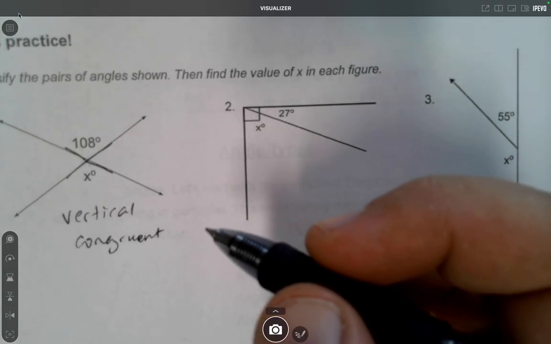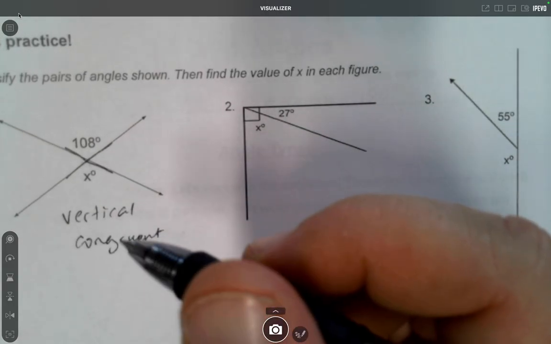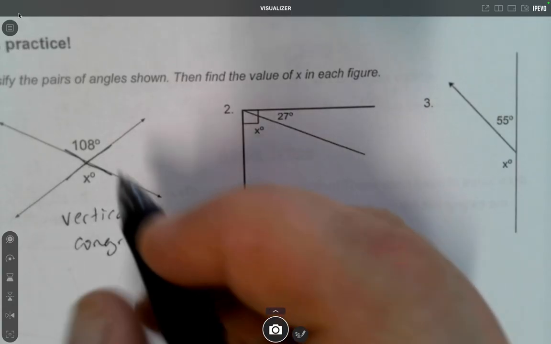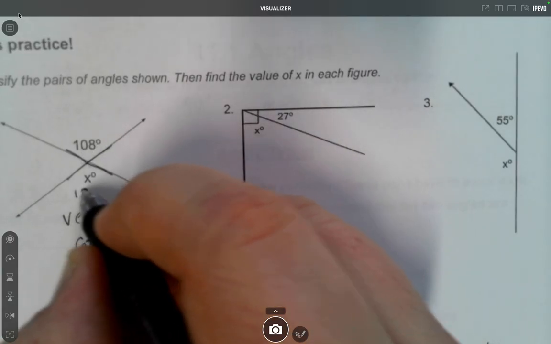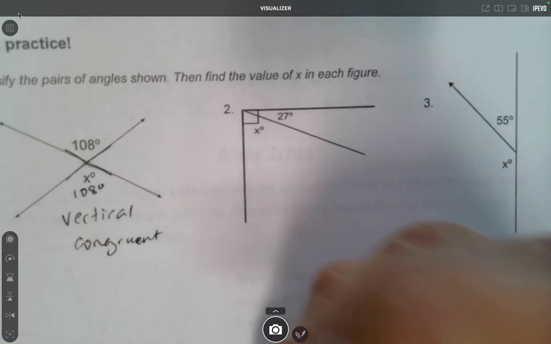You actually didn't have to write congruent. You do have to write vertical. But since we know they're congruent, that means if this one is 108 degrees, this one is also 108 degrees.